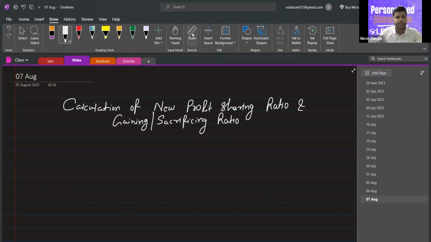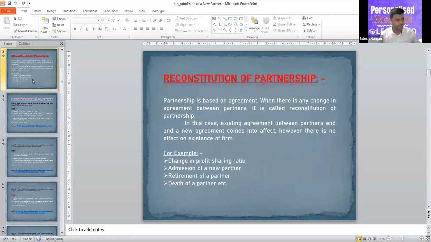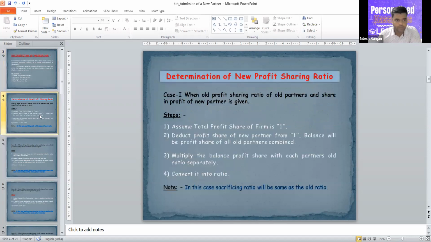Now we know why we need a new partner. I also told you about reconstitution of partnership, and we discussed the adjustments required at the time of admission of a new partner. Yes? Yes, sir. Okay. So today we will start from the first adjustment, that is determination of new profit sharing ratio. Actually, there are two adjustments written there, the new profit sharing ratio and gaining and sacrificing ratio. So we will discuss these two adjustments combined.